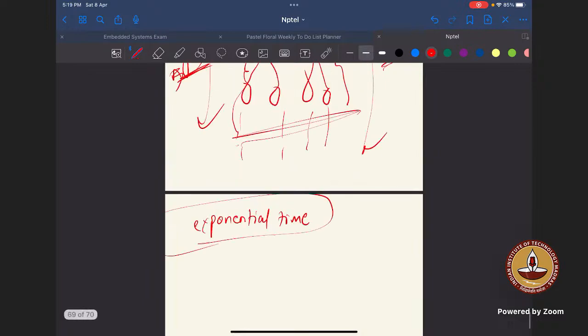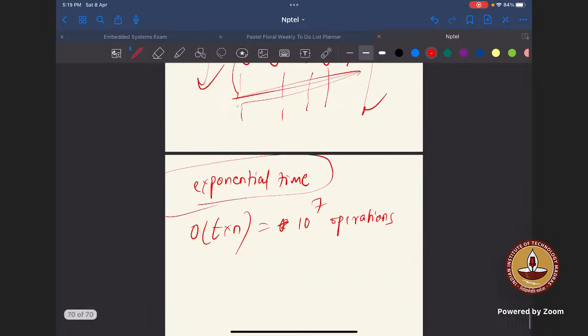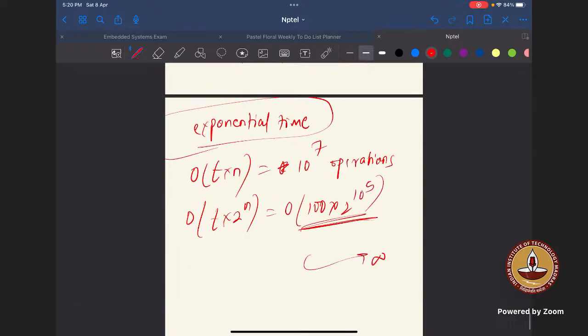Okay, so obviously we just calculated that order of t into n, which is linear, takes 10 power 7 operations. Obviously, if we do exponential with this 2 power n, this will be huge, right? 2 power 10 power 5. This is close to an infinite value, obviously. So we obviously cannot do this. So we'll discard this one.